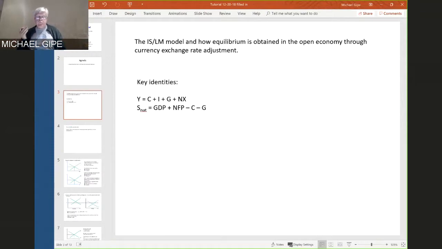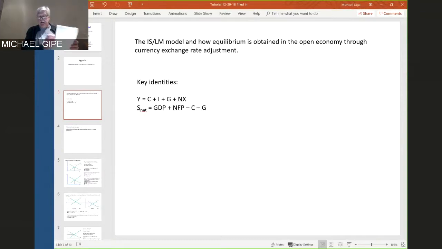Remember that Y, or GDP, is equal to consumption plus investment plus government spending plus net exports. And the key thing there is net exports, because we'll see how that drives the balance of the economies. And of course, the national savings is equal to gross national product, which is gross domestic product plus net factor payments, minus consumption, and minus government spending.